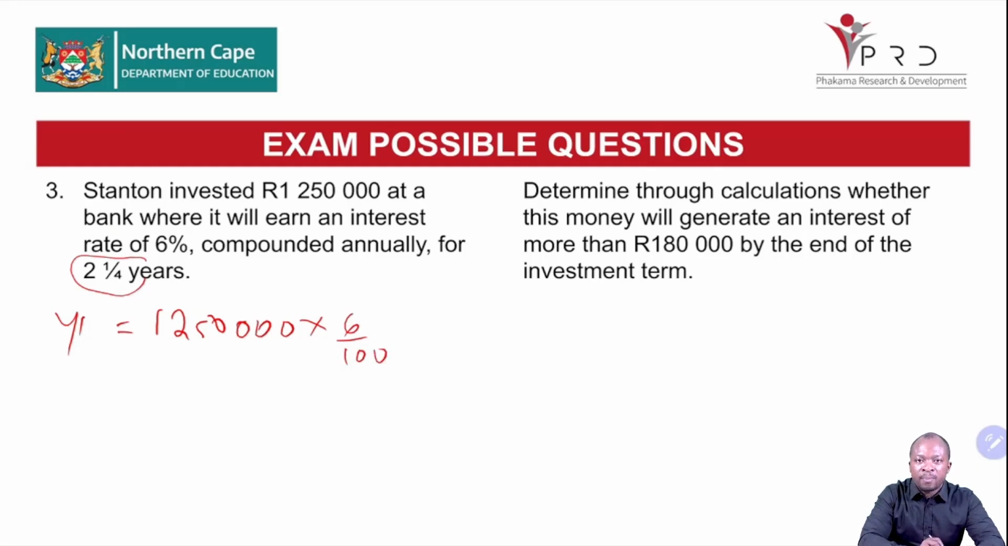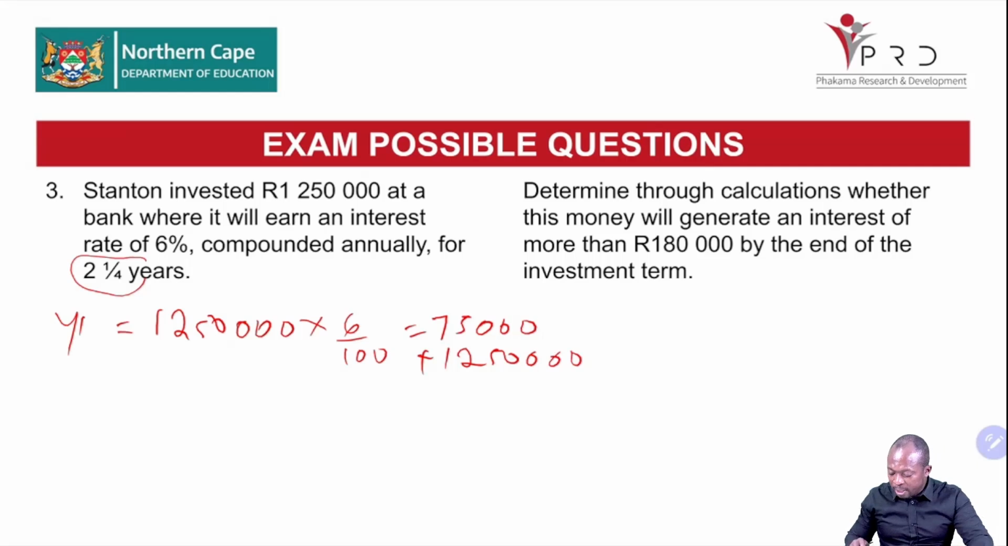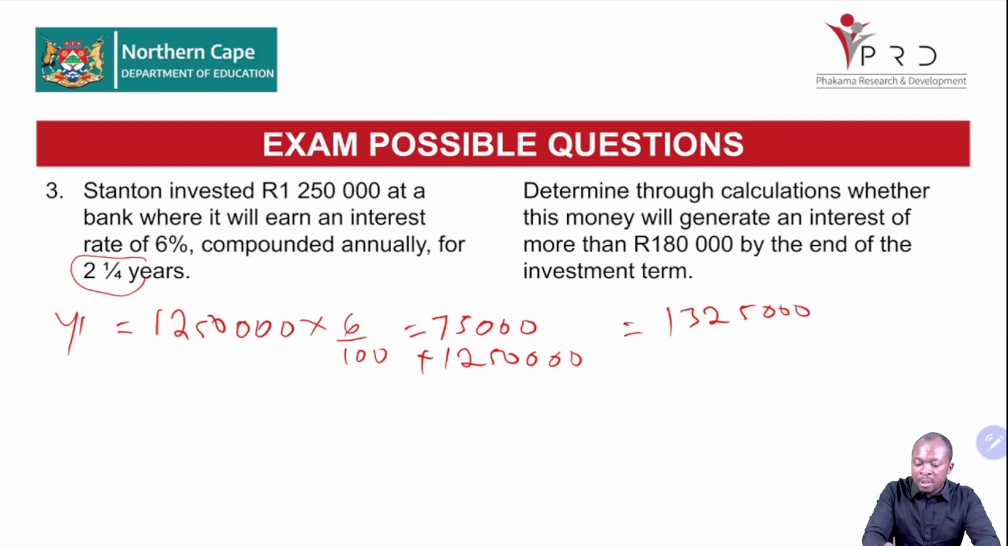6/100. So press, let us be pressing quickly, 1,250,000 times 6 over 100, and that will give us 75,000. So what do we do with the 75,000? Because it's a compound interest, we must add. So you must say plus 1,250,000. That will give us 1,325,000. We are done with year 1.